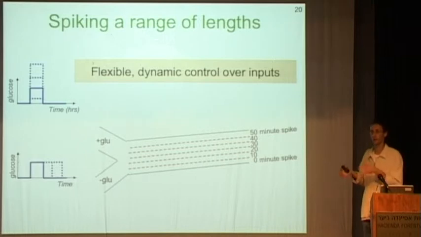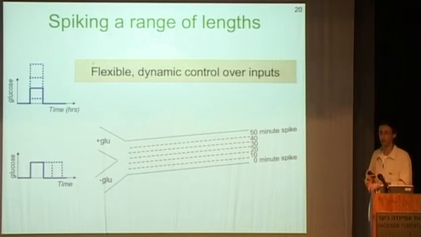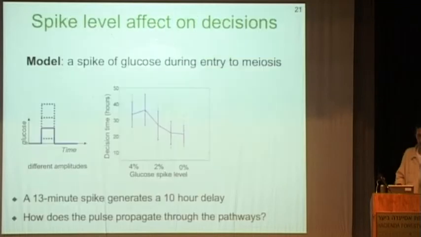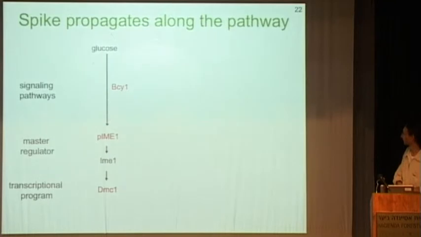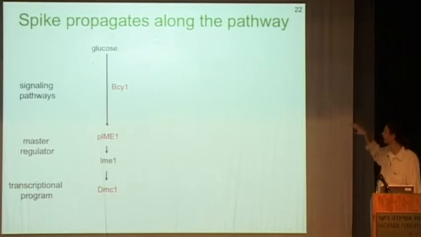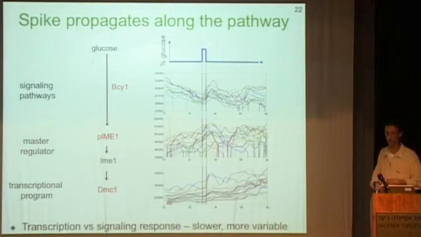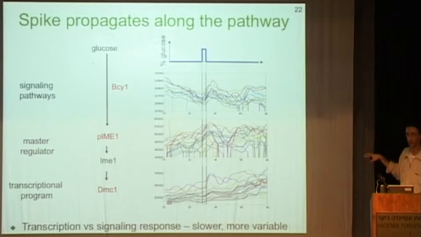The take-home message is that microfluidics allow us flexible and dynamic control over the inputs, and we can use it to ask different questions. For example, how is a spike of glucose affecting the decision time? This is just one sample result. Then we can ask, how is this perturbation, how is this information, propagated through the signaling and transcriptional pathways? For this, we can use different fluorescent markers, give a spike of glucose, for example, and see how it propagates in those different levels. Okay?